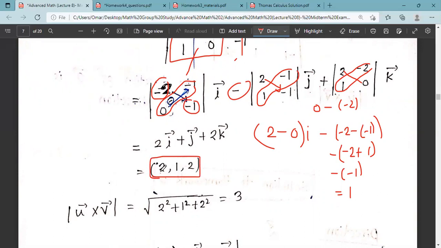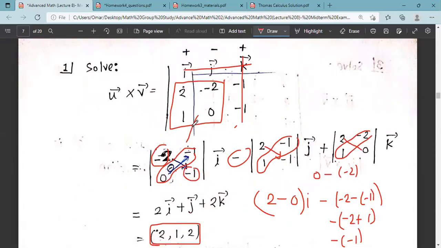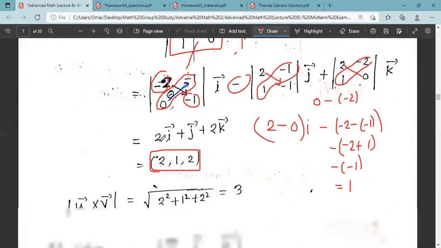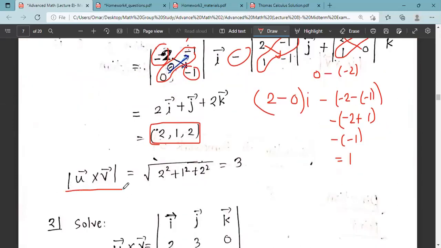Guys, can you understand? So this way we calculate the cross product. Guys, can you understand this part? Get it, Amar? Okay.